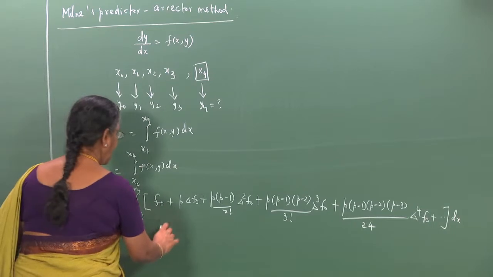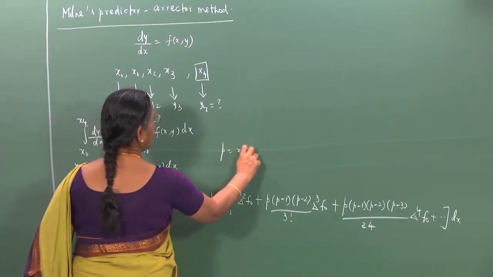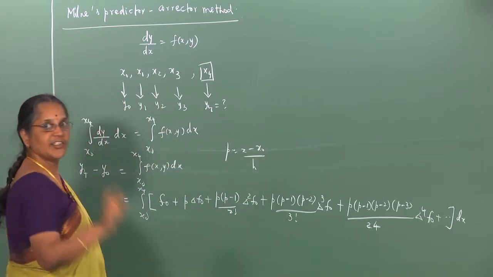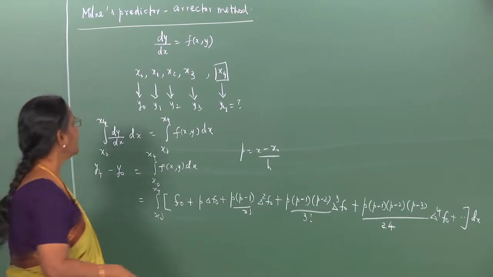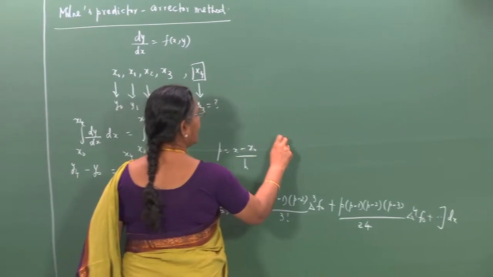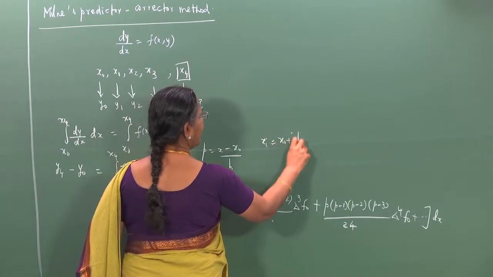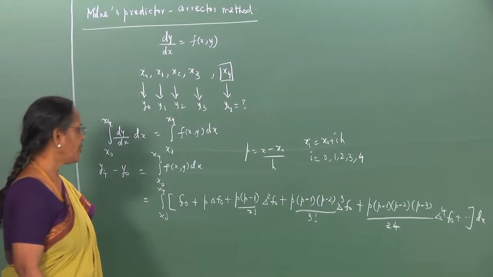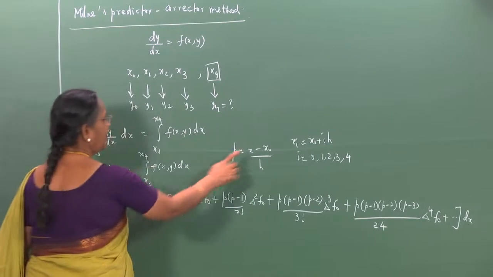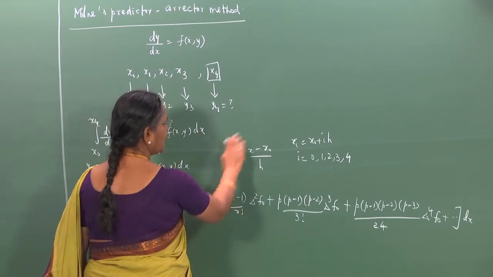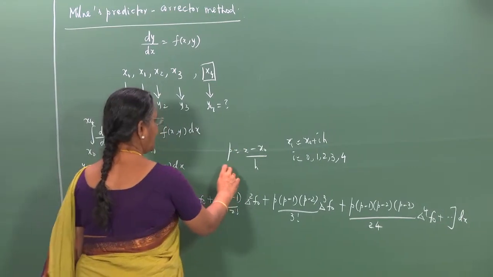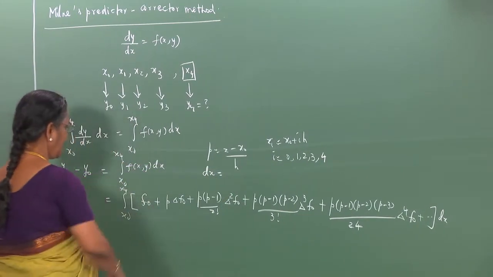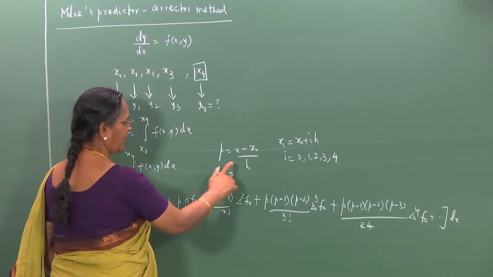And what is p here? p is x minus x0 divided by h, where h is the step size such that xi is x0 plus ih. So, i takes values 0, 1, 2, 3 up to 4. So, we now make use of this information and change the limits of integration from x0 to x4 accordingly.